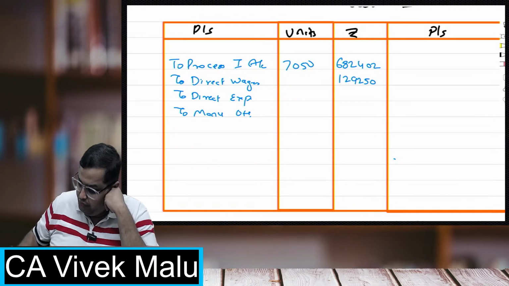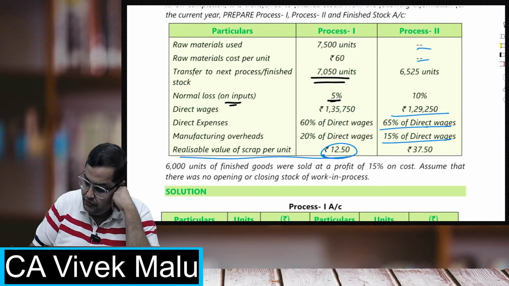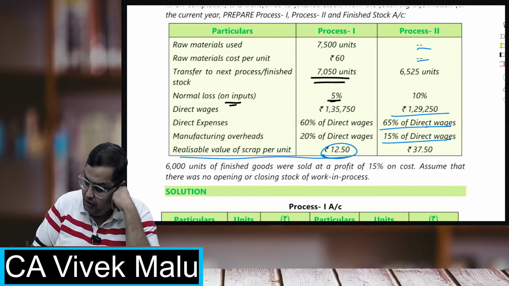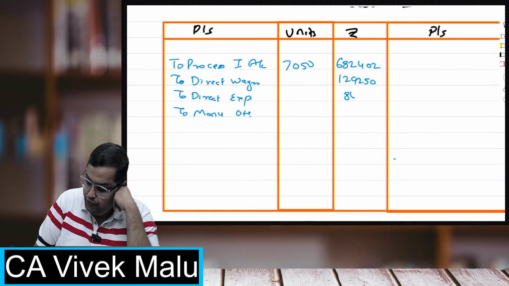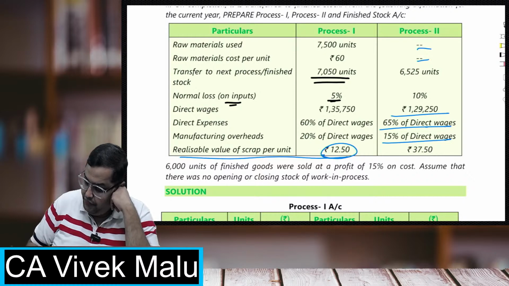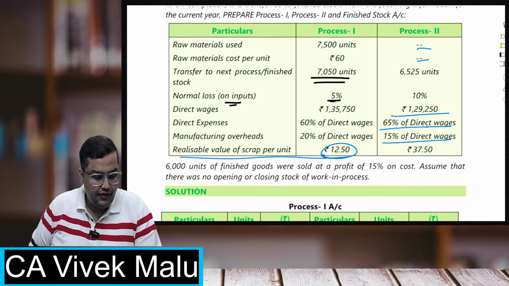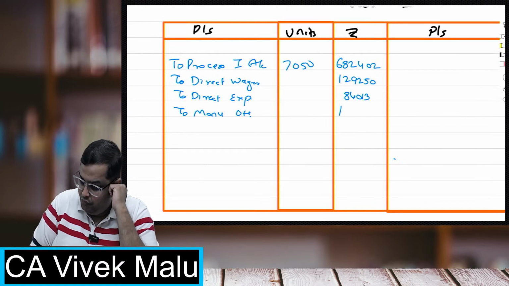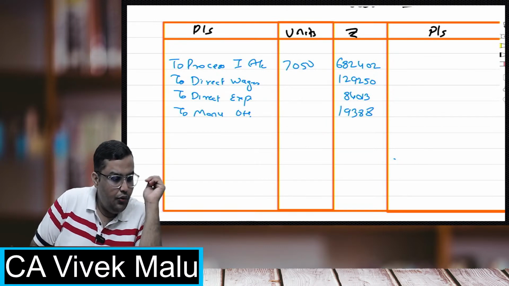129250 into how much percent? So 65%, that is 84013. I have rounded upward. So 129250 into 65% is 84013. Then 15% I want, 129250 into 15%, so that is 19387.5. So 19388.